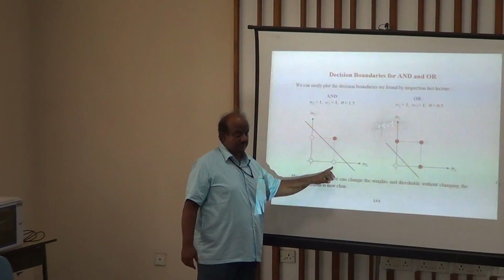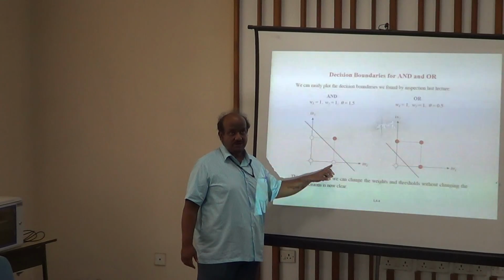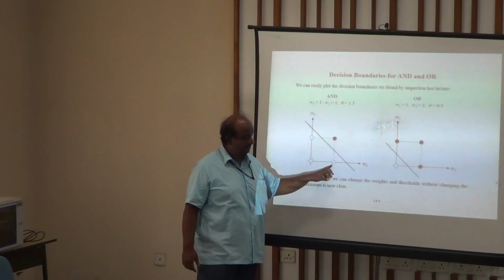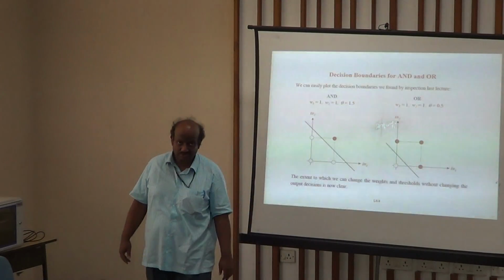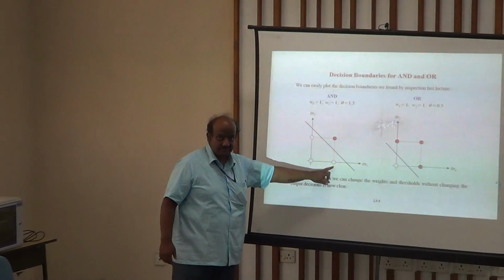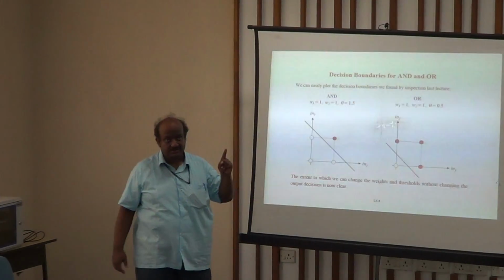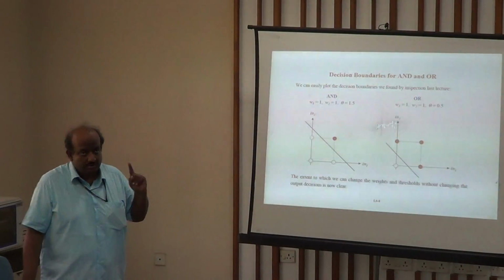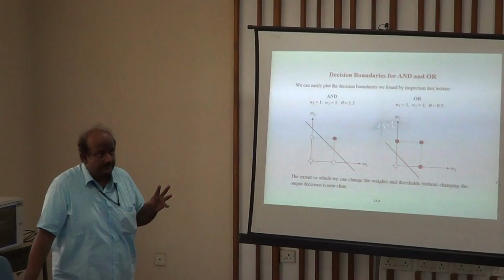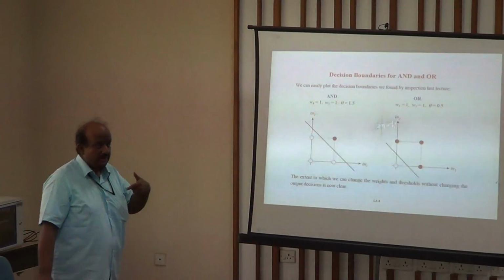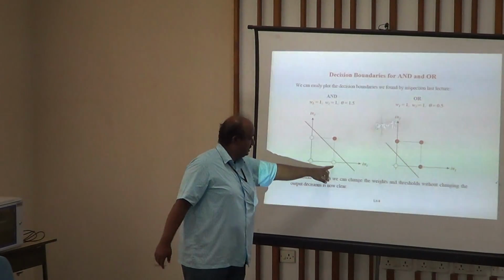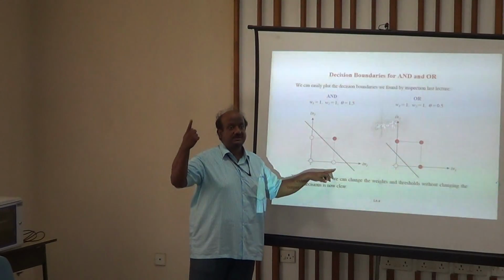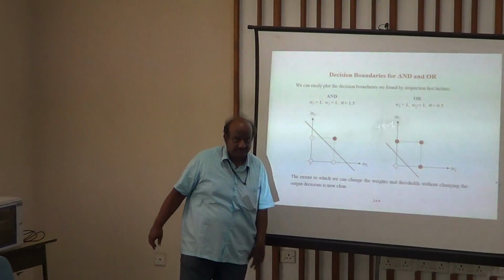This is 1, 0. Input 1 is 1 and input 2 is 0. What will be the output? 0, white mark. The color of the node is marked on the basis of the output generated. If the output is 0, it's marked white. If it is 1, it's marked red.